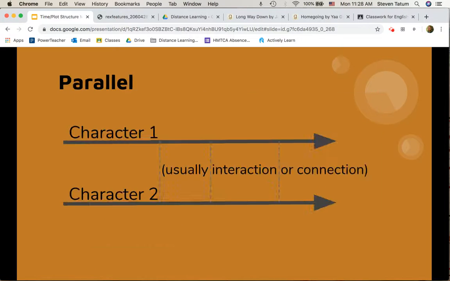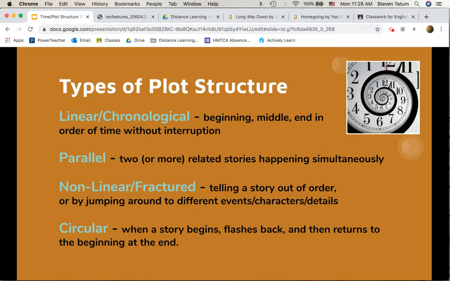So those are the plot structures, and be looking for those when you read Homegoing, and be looking for those when you read your independent reading texts this week.